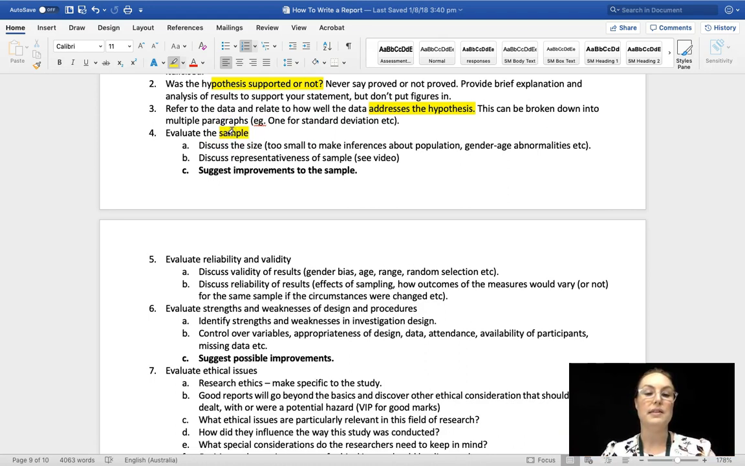You then need to evaluate the sample and talk about the size and the representativeness of that sample, and really being specific about, for your particular research question or your hypothesis, what factors are going to be most relevant. Obviously, every sample could always be bigger, but try and talk about things. It might be gender, it might be age, but pick something that's relevant for your particular focus.